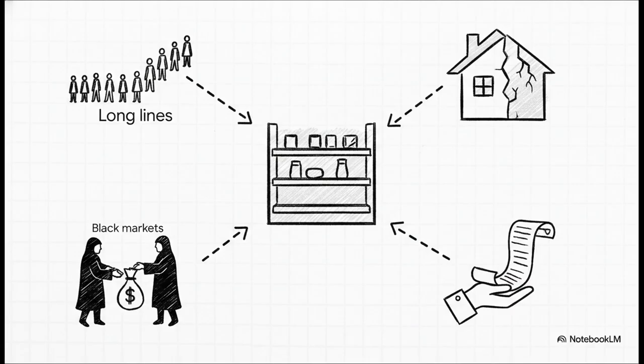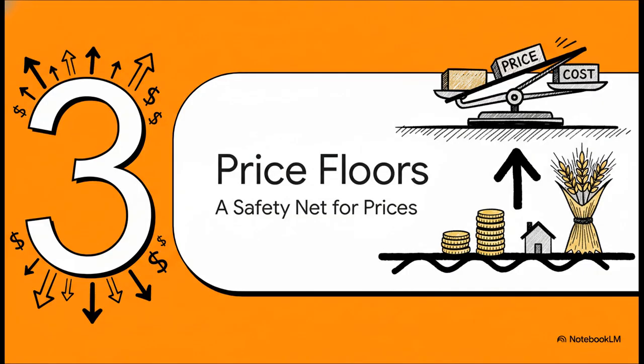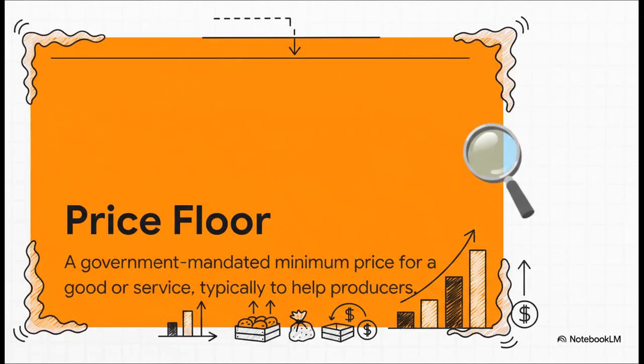Okay, so let's flip the script now and look at the total opposite in our third section, price floors. What if the government thinks a price is actually too low, that it's hurting producers or workers? This is where they might bring in a price floor. A price floor is the mirror image of a ceiling. It's a legal minimum price. Think of it as a safety net that the price is not allowed to fall below. And this is usually done to help the suppliers in a market, whether we're talking about farmers or workers.